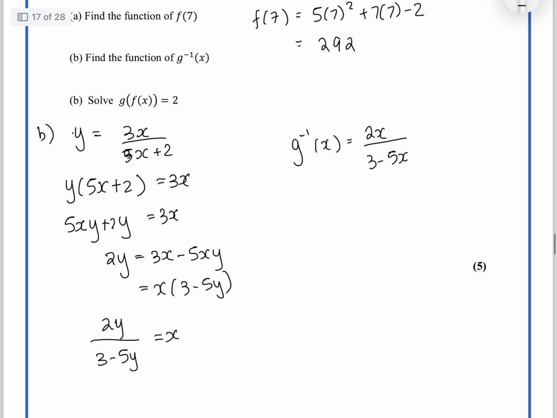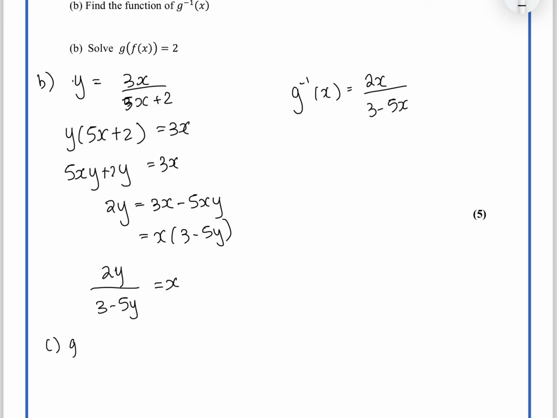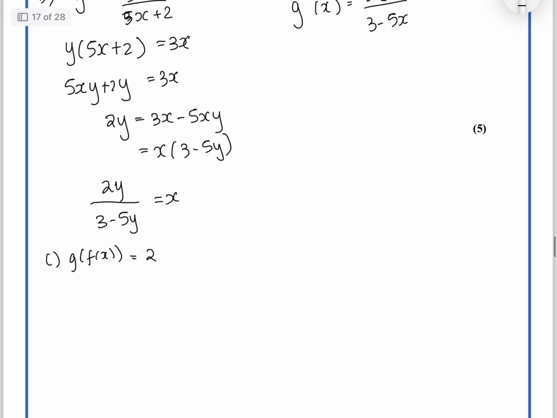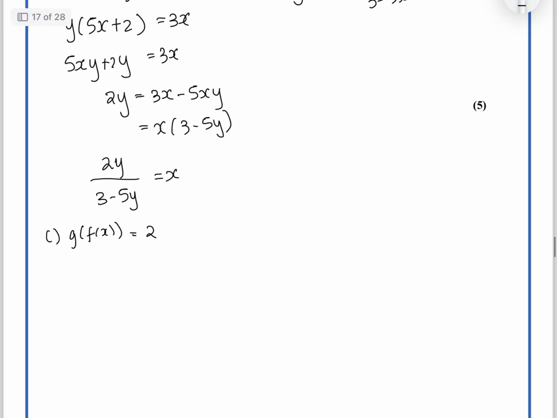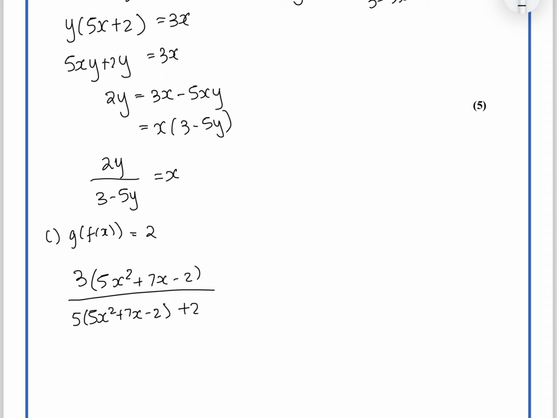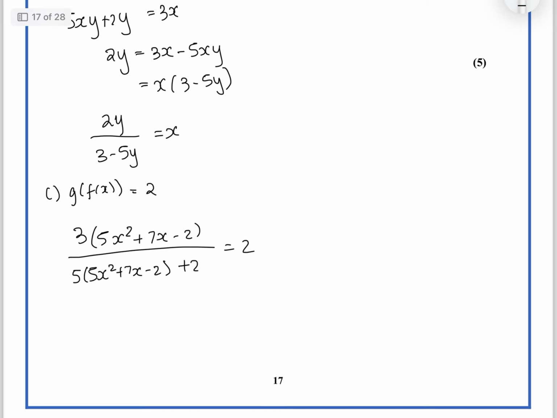And for part C, we need to solve g of f of x equal to 2. So first, to work on the left hand side, g of f of x is simply, wherever you see an x in g of x, you replace that with the function f of x. So 5x squared plus 7x minus 2 over 5x squared plus 7x minus 2 plus 2. And now it's a lot of messy algebra, so that is all equal to 2. Now we just need to expand the brackets and simplify down to find our solutions.